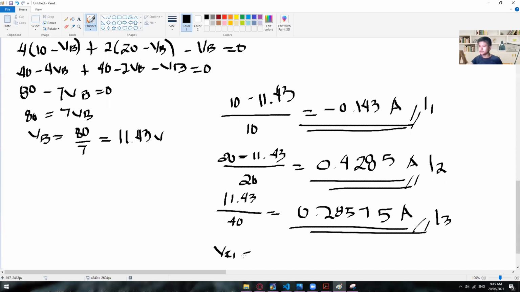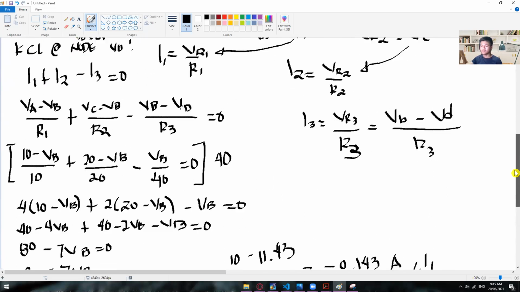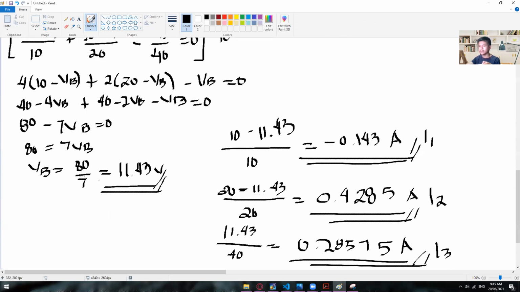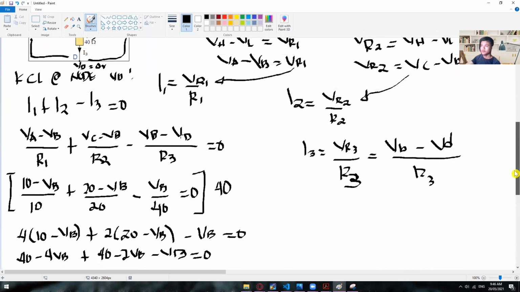I will not show those anymore since they are very obvious. VR1 is equal to I1 times R1. VR2 is equal to I2 times R2. And VR3 is equal to I3 times R3. Actually, our main goal here is just to get the voltage across VB and the current across that VB, which is this one, 0.28575. So were you guys able to follow so far up to this point?